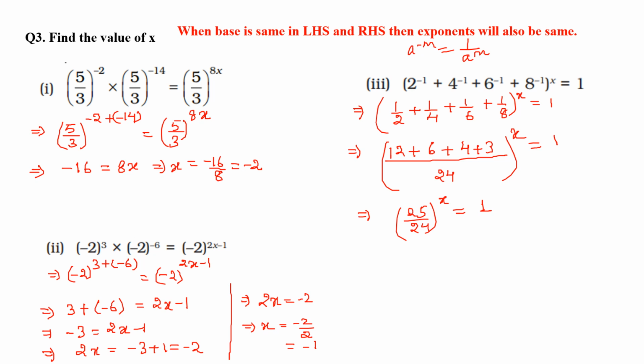Now we know that any rational number to the power 0 is 1, right? So what I will do, I am going to write 1 as 25 by 24 whole raised to the power 0. Now why have I written 1 as that? Because my LHS is having a base of 25 by 24 and I have to get the value of x. The value of x we can find if my base is the same, because when the base is the same in LHS and RHS, then only the exponent will also be the same. So to make the base the same, I have written 1 as 25 by 24 whole raised to the power 0. So the value of x will be 0. Clear?